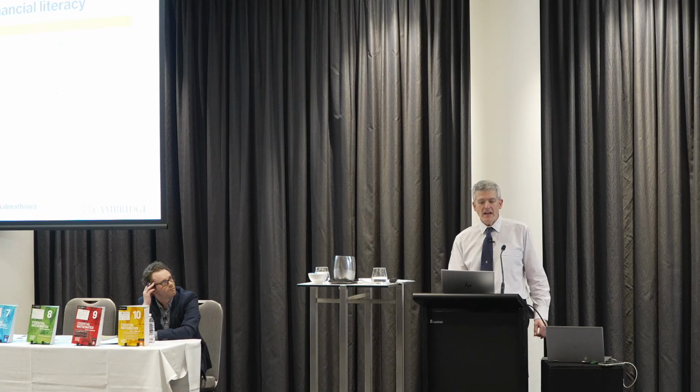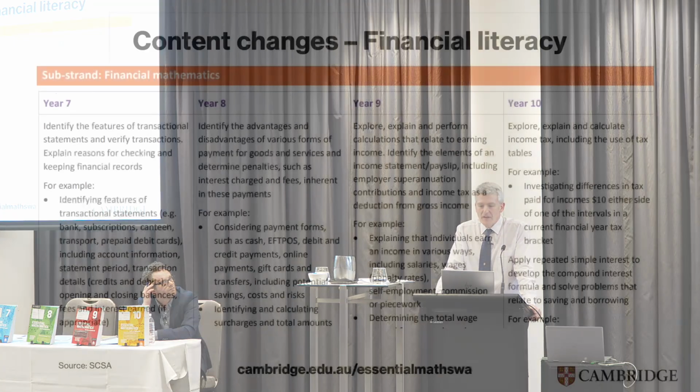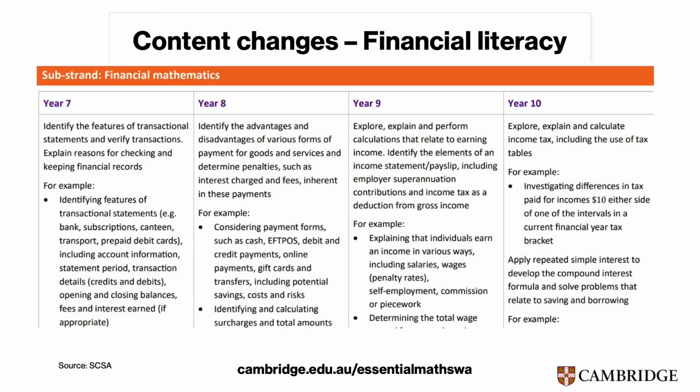Looking at the financial changes, you can see here the sub-strand financial maths is developed clearly right across 7 to 10. So transactional statements and financial records at year 7, forms of payment, fees, interest at year 8. Year 9 has income, superannuation and tax, and more on tax tables and compound interest at year 10.